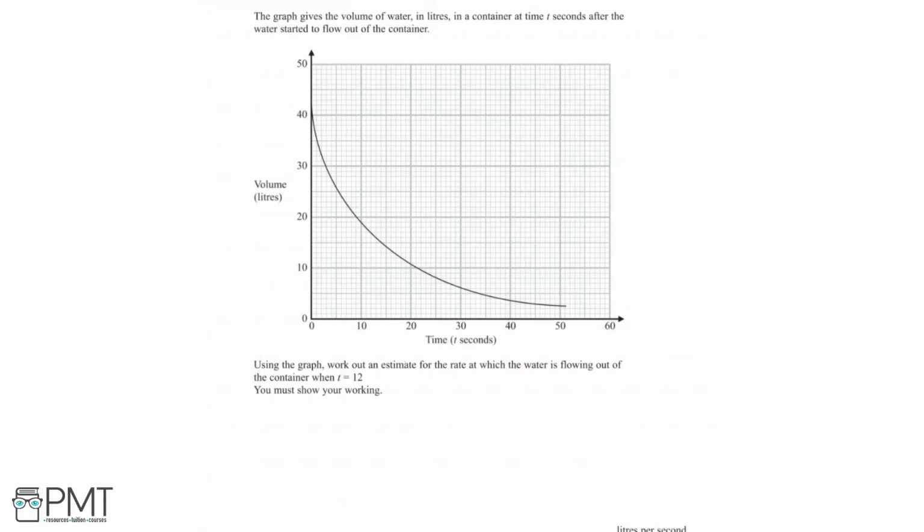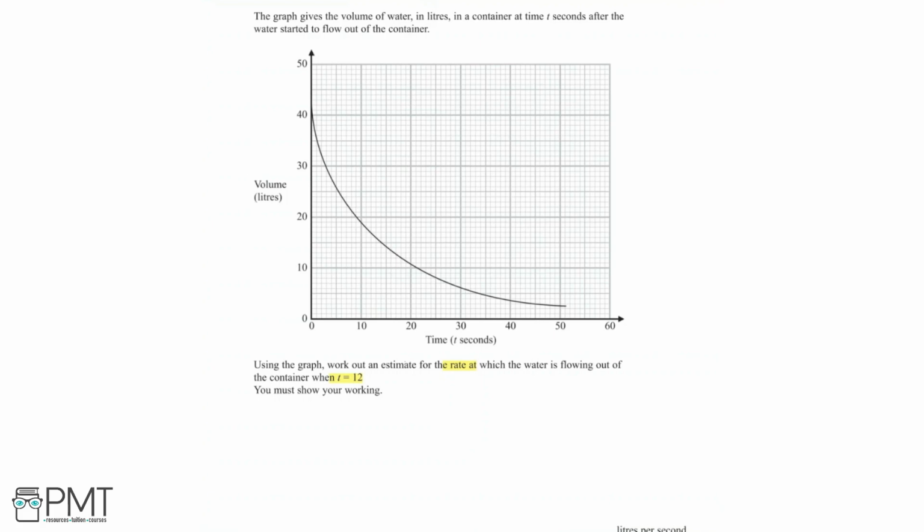In this question, we're given a graph which gives the volume of water in litres in a container at time t seconds after water started to flow out of the container. Using the graph, we need to work out an estimate for the rate at which the water is flowing out of the container when t is equal to 12.